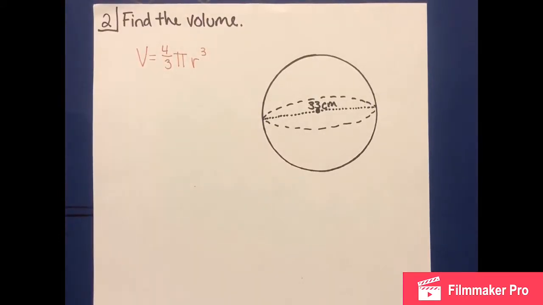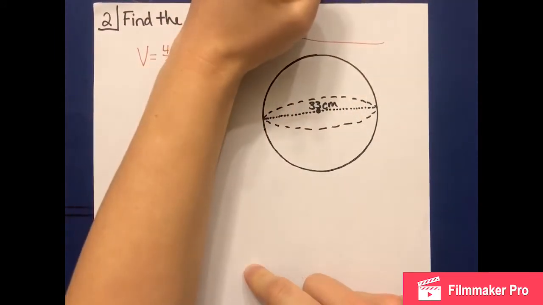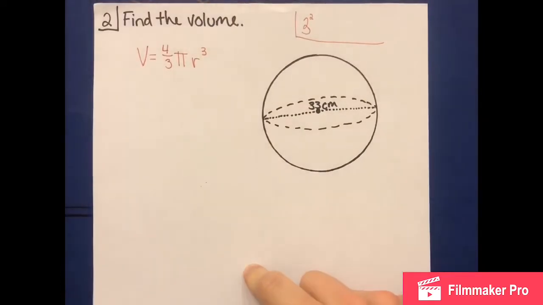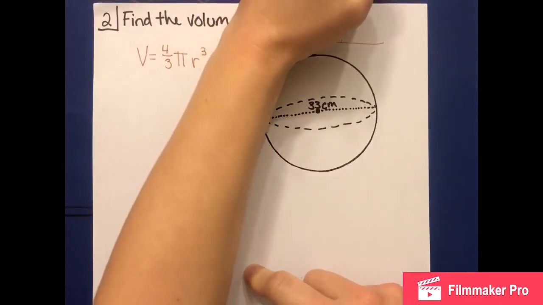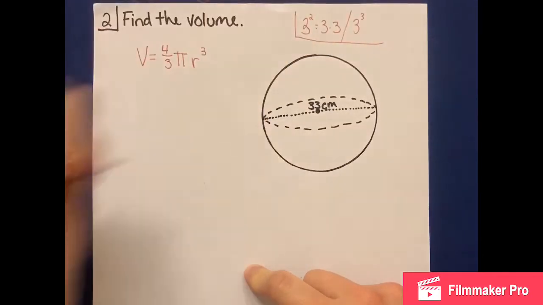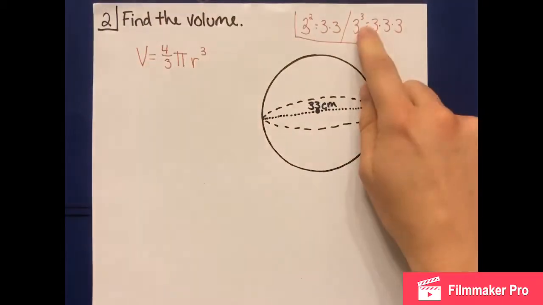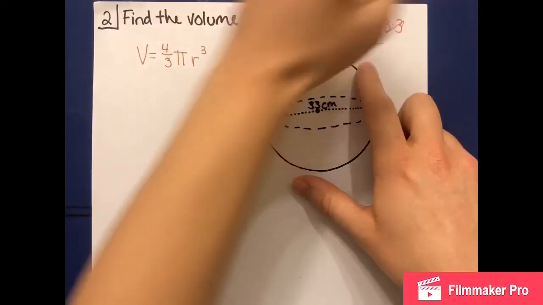Now, we haven't really worked with cubed that much. For example, we know squared. So if this was like 3 squared, that's equal to 3 times 3. So 3 cubed is equal to 3 times 3 times 3. You just multiply it one more time by the original number, okay?